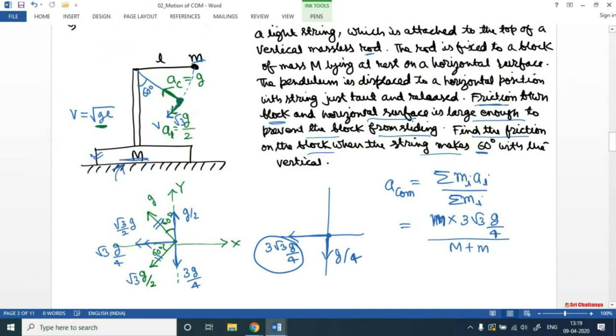And the friction which would be acting in this direction, that would be F, will be the total mass of the system, that is capital M plus m, into this acceleration of center of mass, that would be m into 3 root 3 g by 4 divided by capital M plus m. So this thing will get cancelled, and this would be the magnitude of the frictional force.